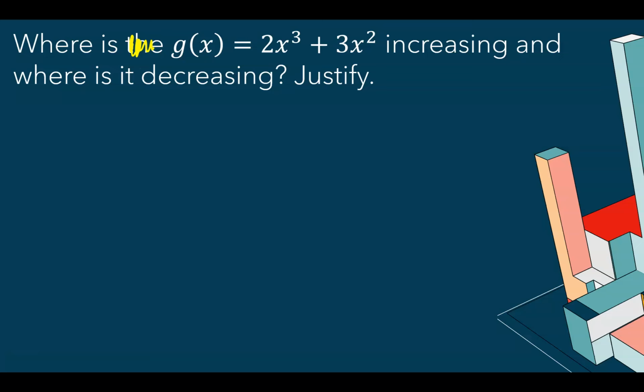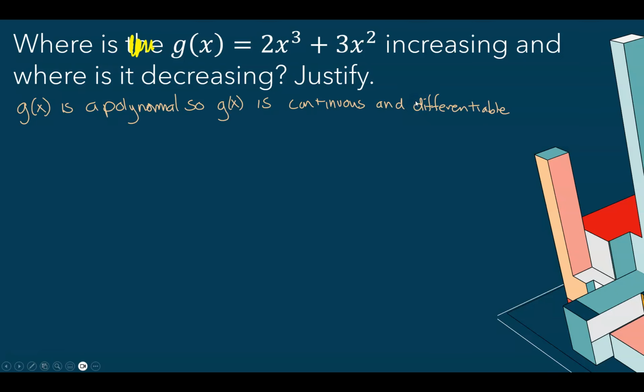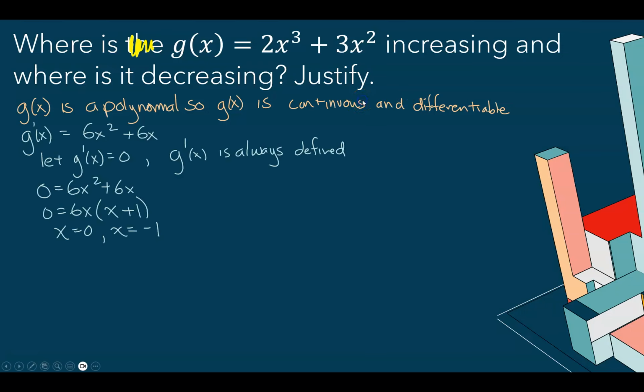Where is g of x, 2x cubed plus 3x squared, increasing? And where is it decreasing? We're kind of expecting something like this: an increasing interval, a decreasing interval, followed by an increasing interval. Now, g of x is a polynomial, so g of x is continuous and differentiable everywhere. Let's write that down first. Then we want to find critical values, so we'll find g prime: 6x squared plus 6x. We're going to let g prime equal 0, and we do some algebra there. We're also going to note g prime is always defined. You don't have to write that, but it's good to remember.